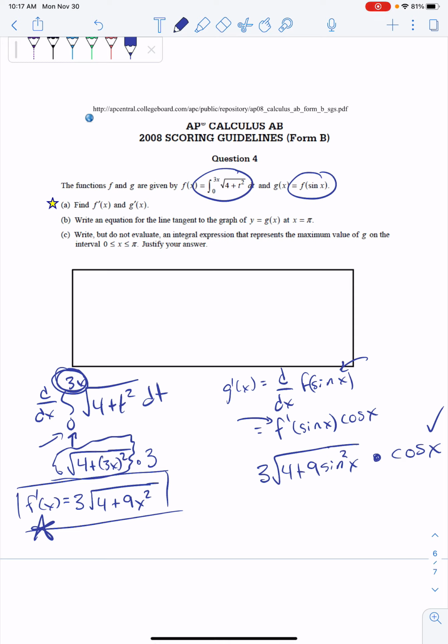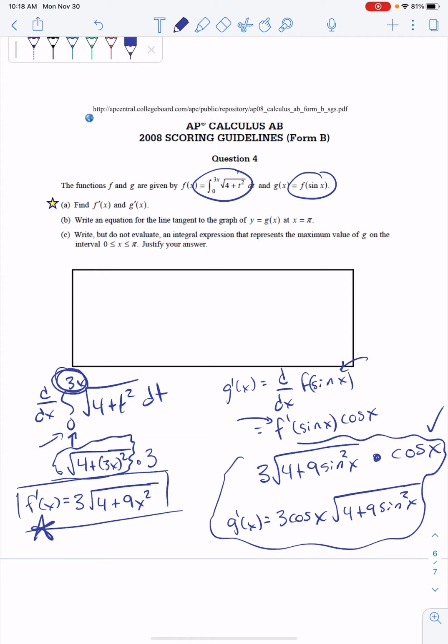I don't have to. I mean, I could say g prime of x equals 3 cosine x root 4 plus 9 sine squared of x. Either one is the correct answer. And I'm going to give you credit either way as well. So, all right.